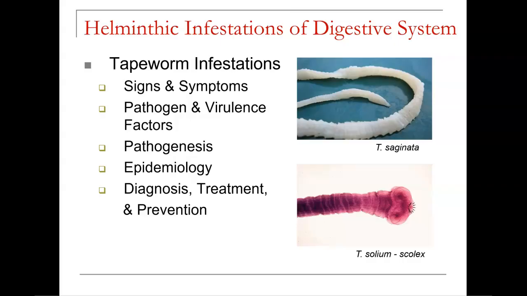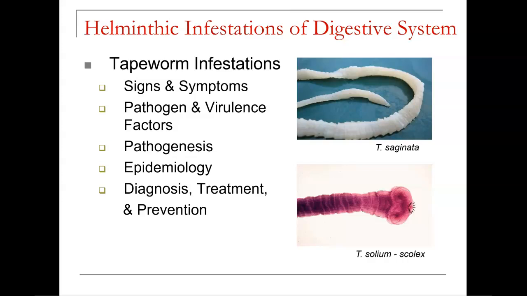Next, we're leading into helminthic infestation of the digestive system. So this will be like your worms. Tapeworm infestation usually is going to be asymptomatic, but could cause nausea, abdominal pain, definitely weight loss, and diarrhea. The pathogen here is going to be Taenia saginata, which is the beef tapeworm, or Taenia solium, which is the pork tapeworm. Virulence is that it creates a scolex, proglottids, and cysticerci, or cysts.